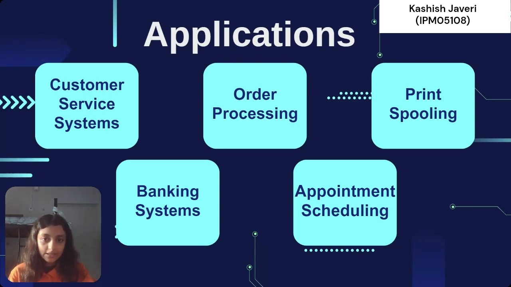Fourth, banking systems. Queues are employed in banks to manage customer transactions, ensuring that customers are served in the order they arrive at the counter. Fifth, appointment scheduling. Healthcare systems use queues to manage patient appointments, ensuring that patients are seen in the order they booked their appointments.